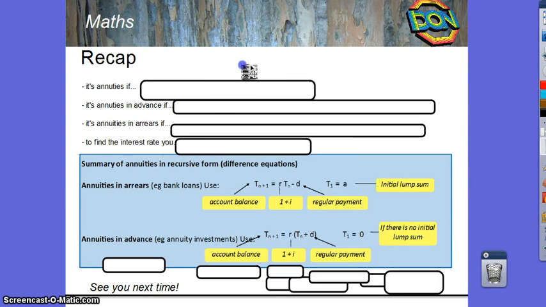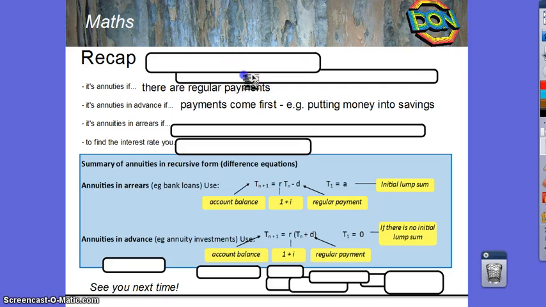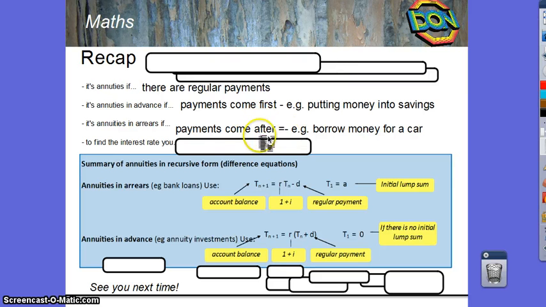Quick recap, it's annuities if there are regular payments. It's annuities in advance if the payments come first, such as putting monies in savings. Payments come after is annuities in arrears, such as when you borrow money for a car. And to find the interest rate, you divide the decimal interest rate by the number of compound periods per year.